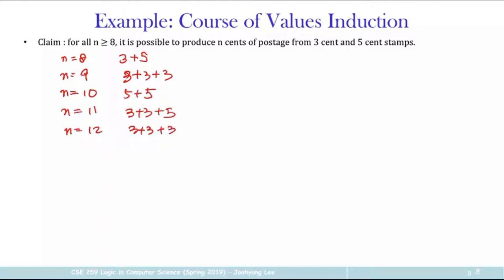Okay, so you see that it works for P of 8, P of 9, P of 10, and so on, right? Do you agree? It seems a good proof to you. So we proved it, right? So we show that for all possible values of n, we can create n-cent postage because we show that this works.